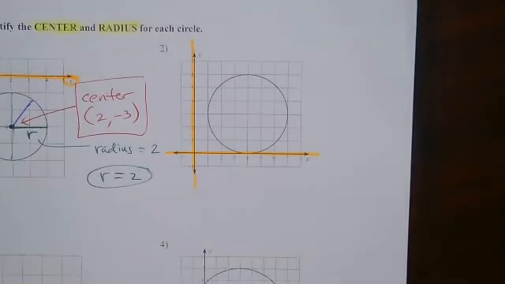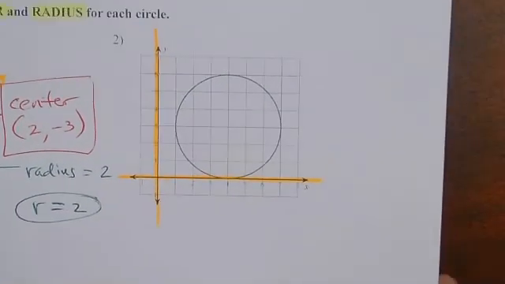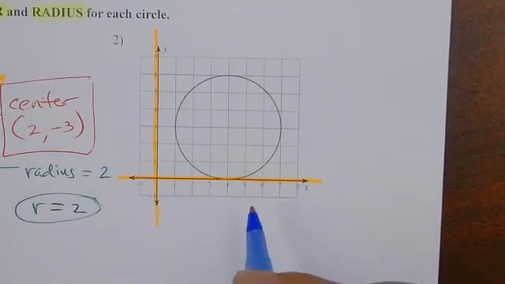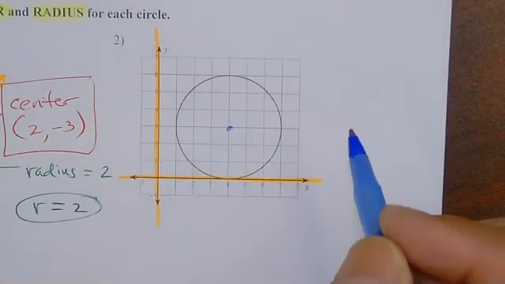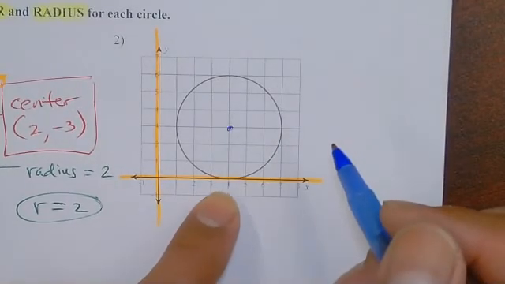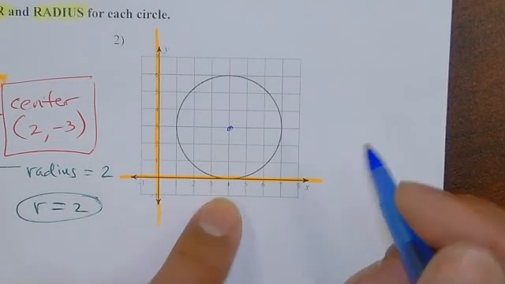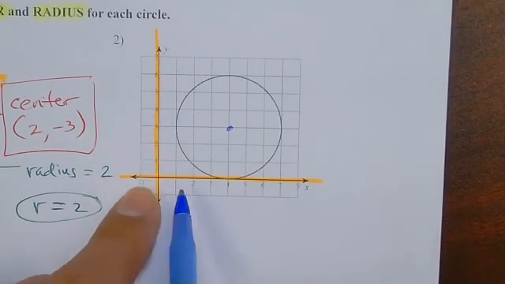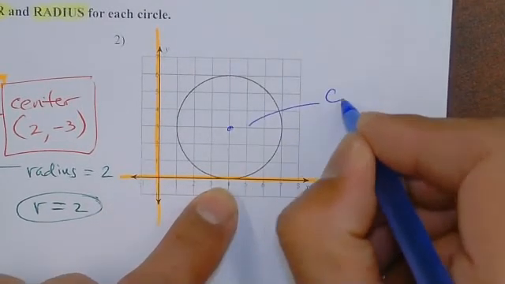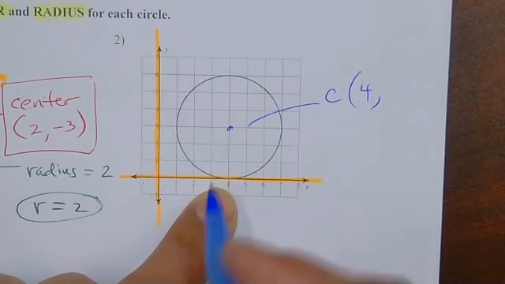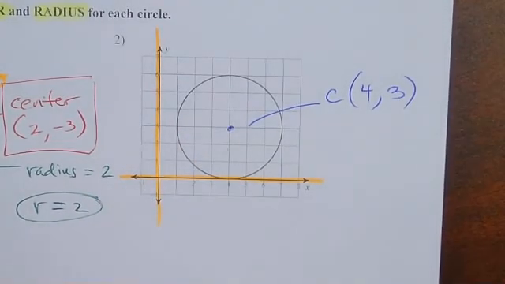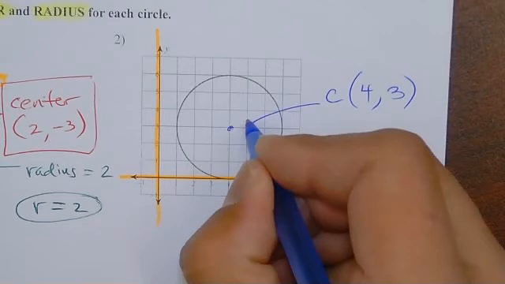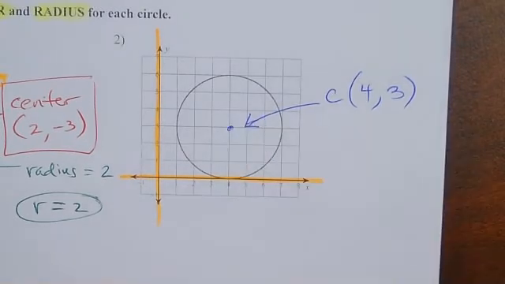Okay, so real quick, number 2. Here we go. Anybody get this one, number 2? Center? Watch the increments. Sometimes the x is actually different from the y, so be careful. On the x, it's 4. So I'll put C for center. 4 on the x and 3 up. Is that right? Yeah, easy. The coordinates of the center, the middle point of the circle, is 4, 3.